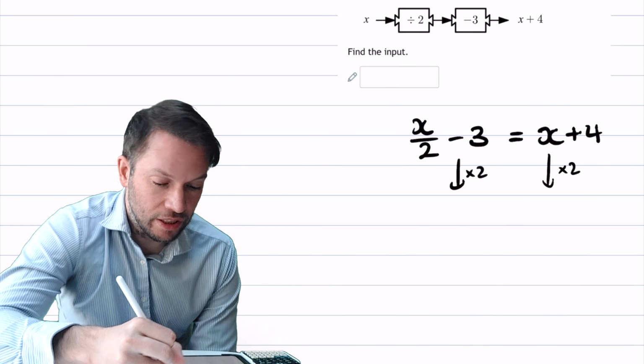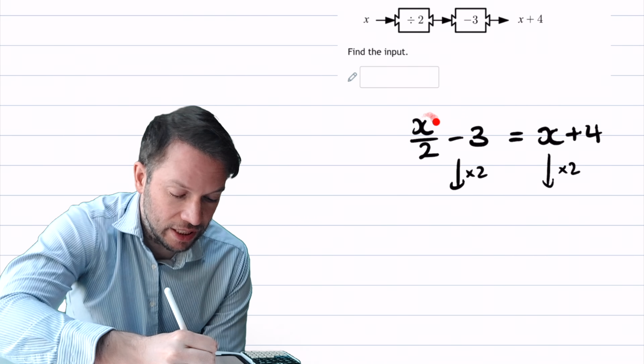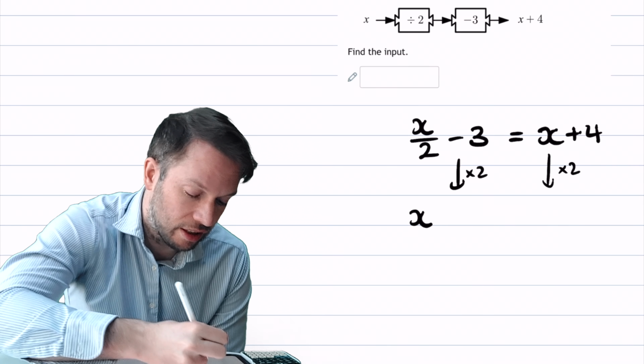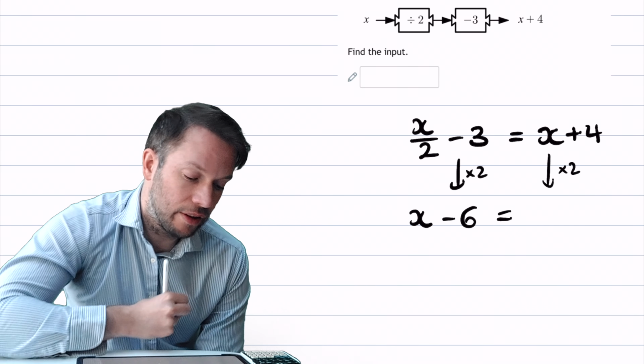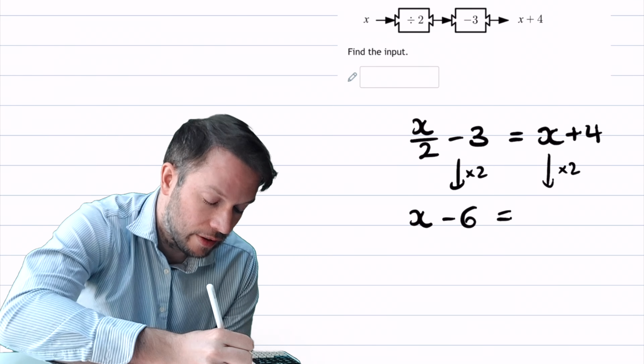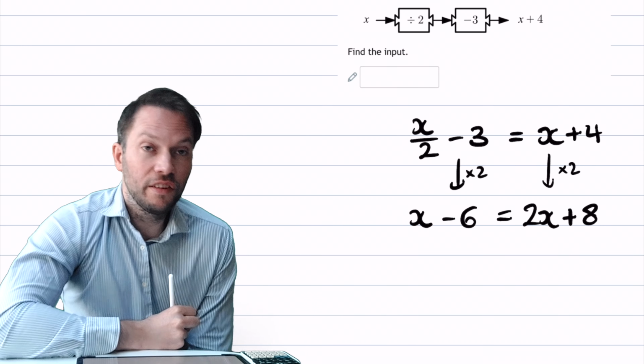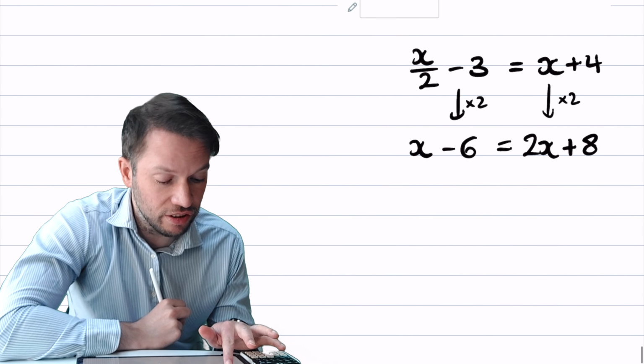So on the left-hand side, if I times these by 2, timesing this by 2 just gets rid of the over 2, so we're just left with x. And negative 3 times by 2 is negative 6. Now on the right-hand side, timesing that by 2, the x times 2 is 2x, and the 4 times 2 is plus 8. So now we've got a simple equation that doesn't have any fractions in it.